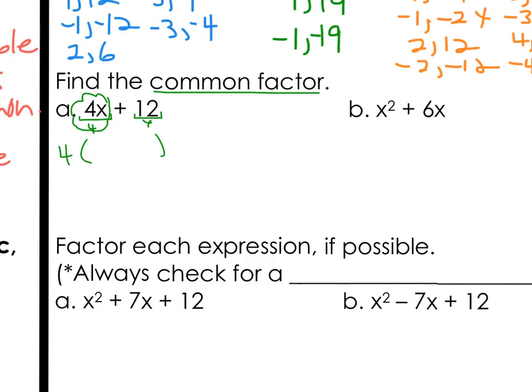4x divided by 4 means we'd have just an x left over. And then the constant 12, if we factor out a 4, technically we're dividing. 12 divided by 4 is 3. This expression is equivalent to the original expression. It's just written in what's called factored form. This means 4 is the common factor.